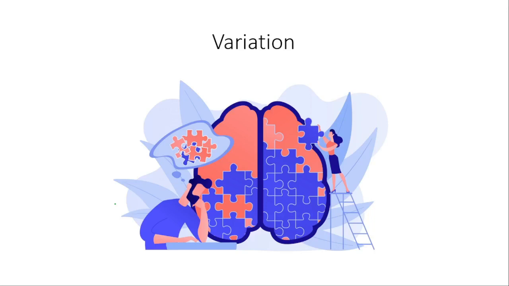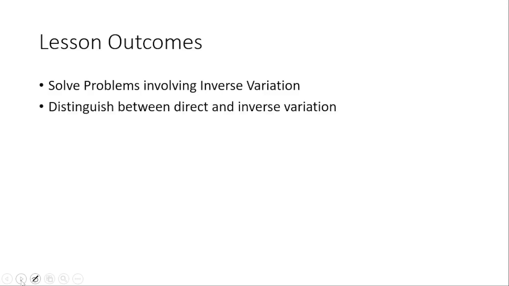In the last one, we talked of direct variation. We'll continue and look at inverse variation. At the end of this, we should be able to solve problems involving inverse variation. As a consequence of this lesson, you should be able to distinguish between direct and inverse variation.